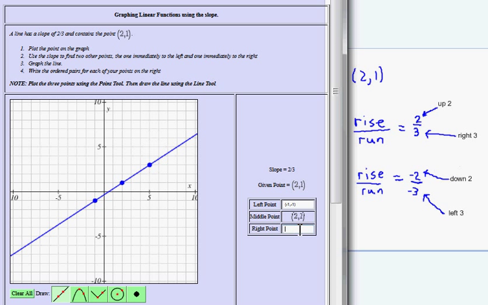Click down for the right point. The point that we plotted to the right of the starting value is over here at (5, 3). So again, using proper notation, left parenthesis, 5, 3, right parenthesis. That's basically it.